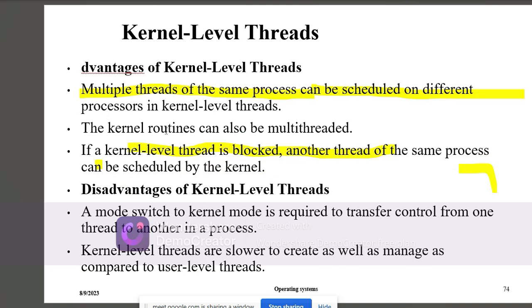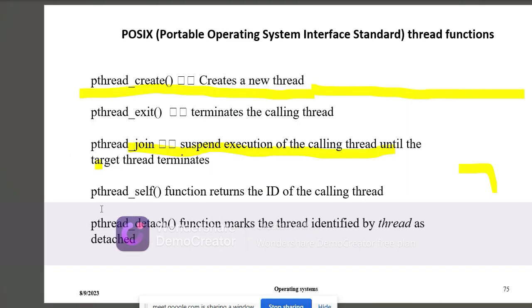So what are the advantages and disadvantages? The first advantage is that multiple threads of the same process can be scheduled on different processors in kernel level threading. Kernel routines can also be multi-threaded. If one of the threads of a process is blocked, the kernel can schedule another thread of the same process. So these are the advantages of kernel level threads. The disadvantage is that a mode switch to kernel mode is required to transfer control from one thread to another in a process, and kernel level threads are slower to create and manage compared to user level threads.